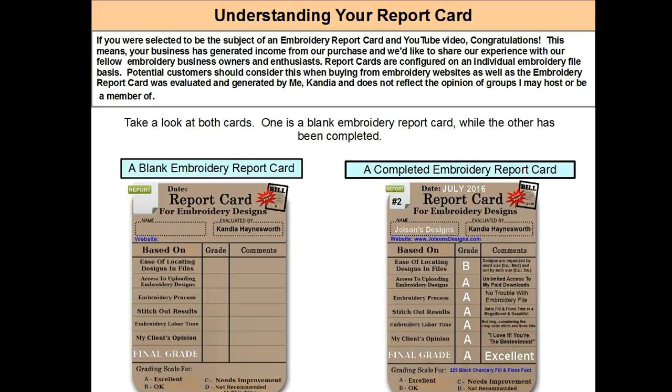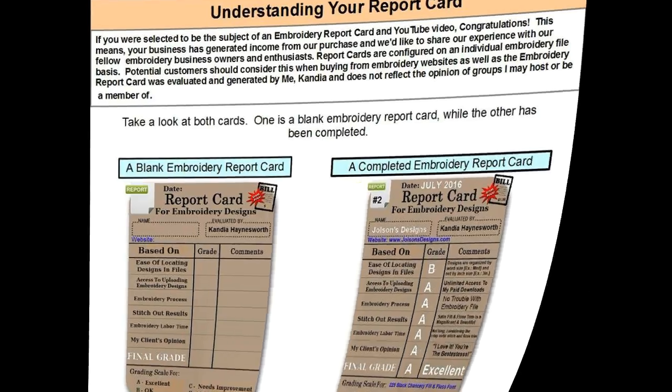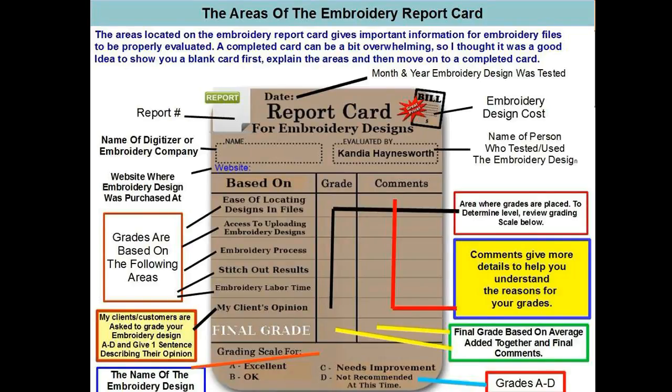Let's take a look at these cards. One card is blank and one card is filled. We're going to go through the explanation of the card first, and then we'll talk about what I am thinking about when I am giving a grade. The areas of the embroidery report card are very important. The areas located on the embroidery report card give pertinent information for embroidery files to be properly evaluated. A completed card can be a bit overwhelming, so I thought it was a good idea to show you a blank card first, explain the areas, and then move on to a completed card.